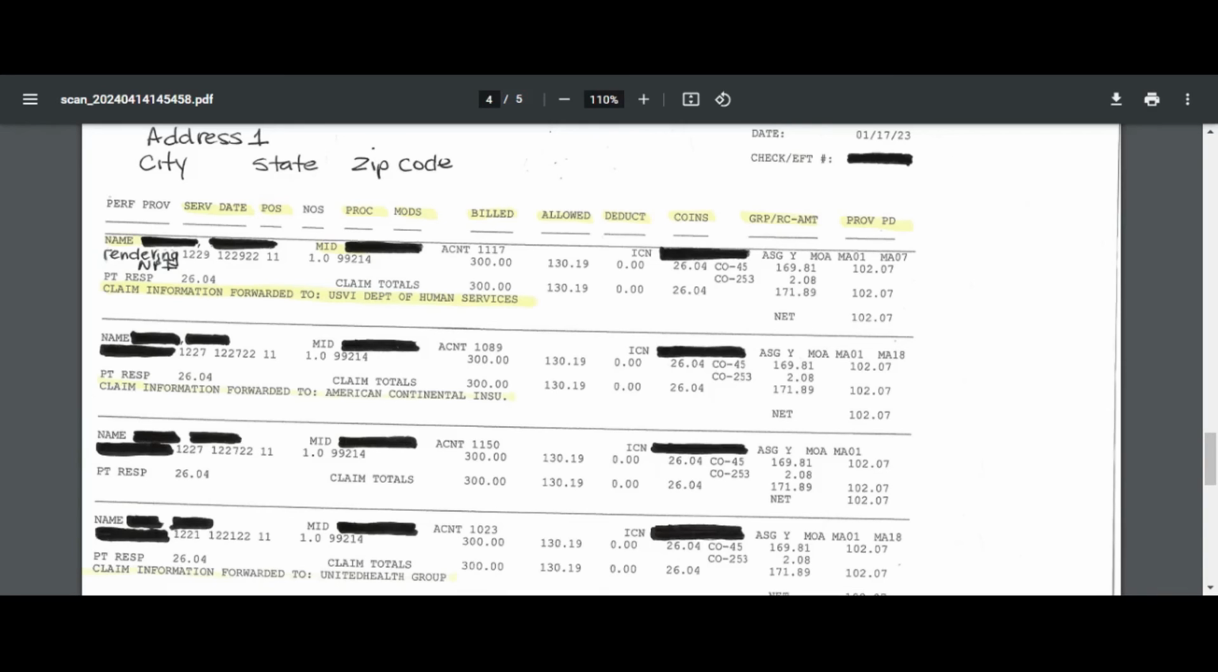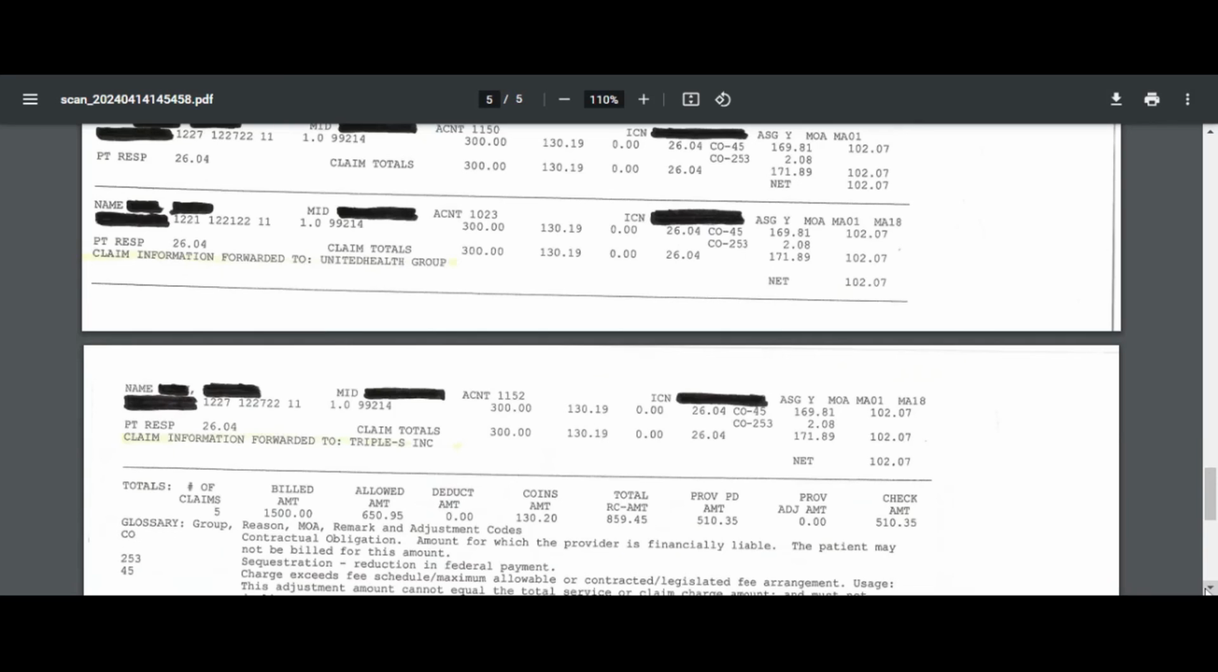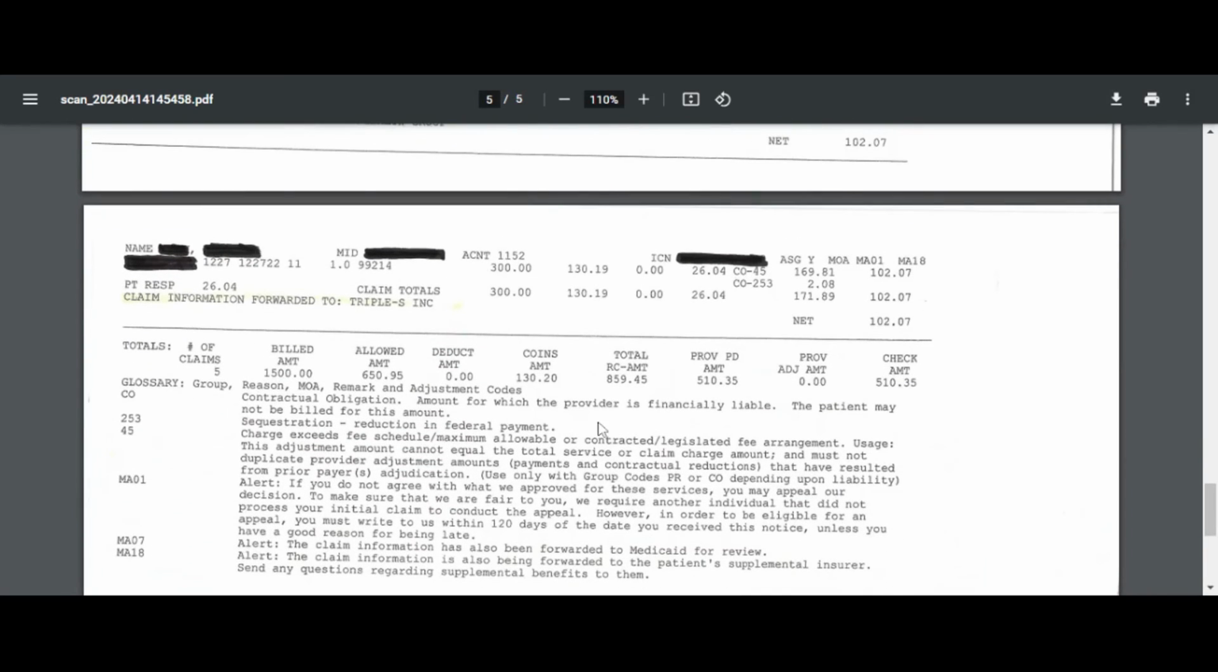the claims. As we go further down, on this remit there are 1, 2, 3, 4, 5 claims. If you notice, you will see the number of claims is 5. This is all the totals of all the claims that are on this remit.